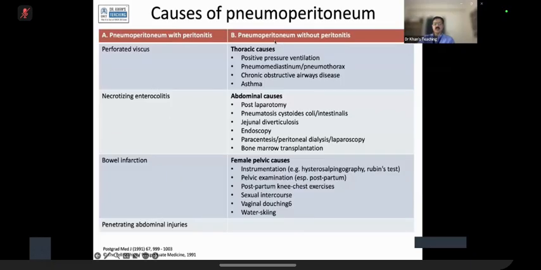But look at this. Pneumoperitoneum without peritonitis, thoracic causes. So air can come from above, track down, and go into the retroperitoneum. It can go from there into the mesentery and into the peritoneal cavity. Abdominal causes: post laparotomy is one, but this is one. Pneumatosis cystoides coli or intestinalis. This is the one which I was showing you. Jejunal diverticulosis, endoscopy, paracentesis, peritoneal dialysis, bone marrow transplant.